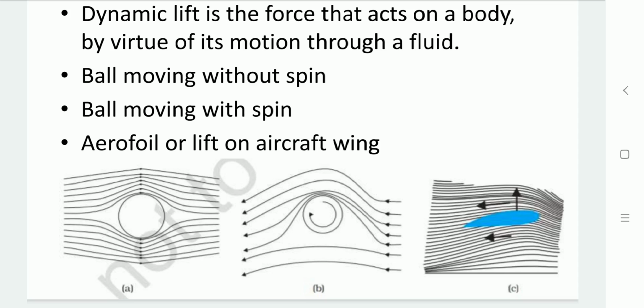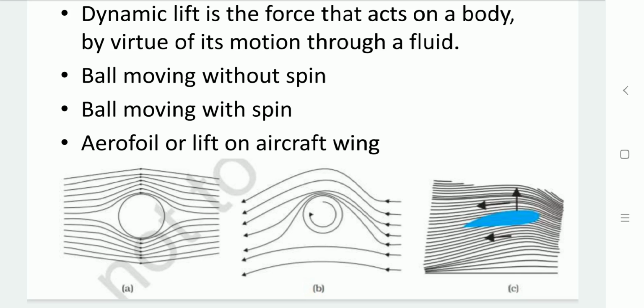The second case is the ball moving with spin. Here the ball, while spinning, drags the air along with it. If the surface of the ball is rough, then more air can be dragged. Here, the streamlines of the air for the spinning ball are shown. The ball is moving in the forward direction, and with that, the air moves in the backward direction.